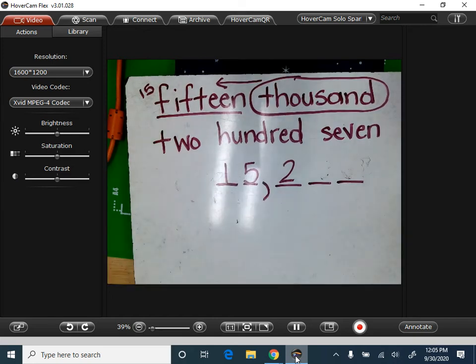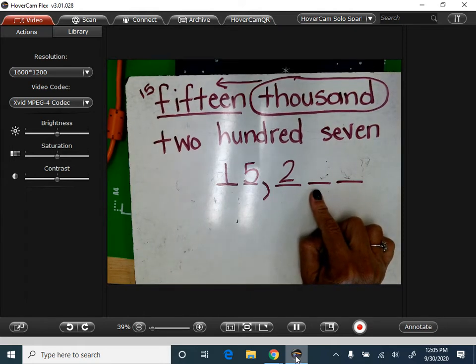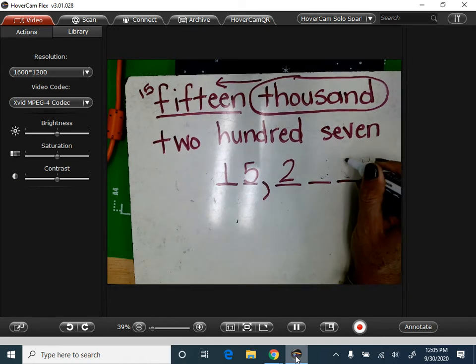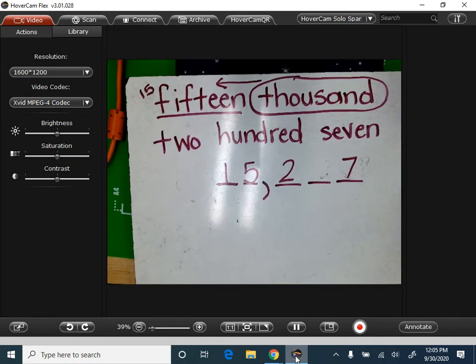So now look at the problem. 15,207. Are there any tens? Do you hear 20, 30, 40, 50, 60, 70? No, there are no tens. 7 means there are 7 ones. So 7 needs to go in the ones place. Can I leave the tens place empty? Well, we were right. There are no tens in this number. But what number represents none? We have to show that there are no tens in this number.